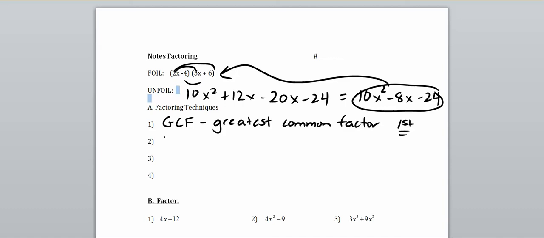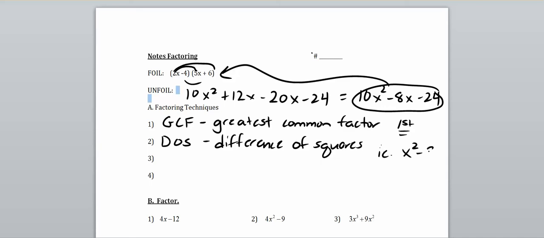Second technique we can use is DOS, and what we name that is it's a difference of squares. And when you have a difference of squares, it's what it sounds like. I have a minus sign in between 2 perfect squares. So an example would be like x squared minus 9. That would be a difference of 2 perfect squares. So as long as it's a minus and you have 2 perfect squares, you can factor by using DOS.